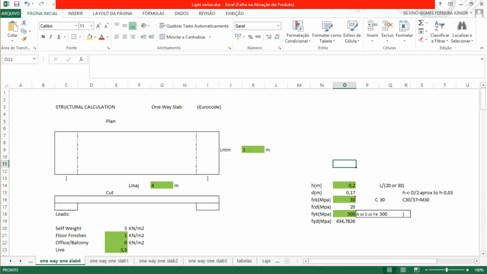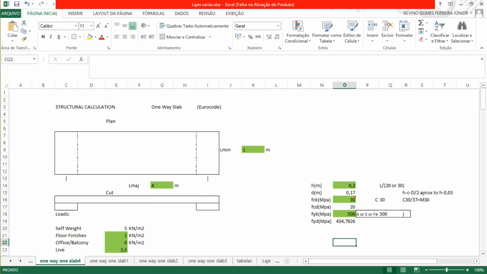Okay, and for concrete we're gonna use C30/37, that is equivalent to the M13. So for the FCD, we know that we use a safety factor that is 1.5, but will give us 20 megapascal.